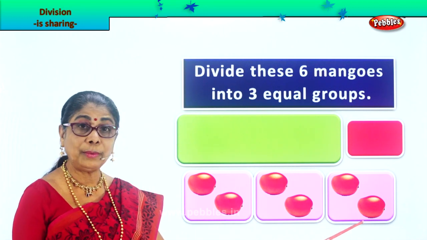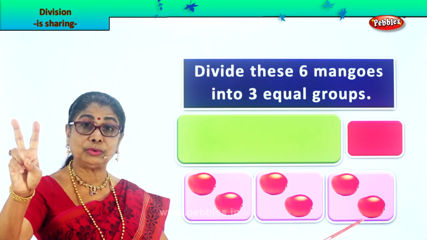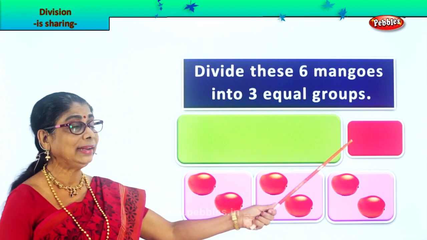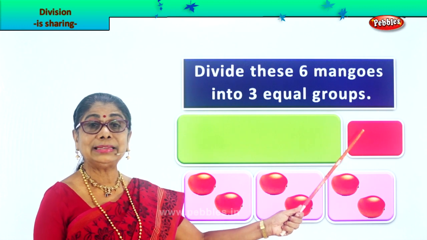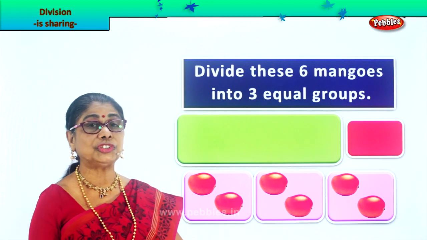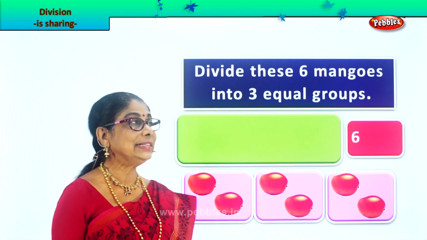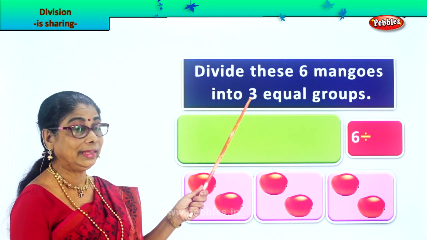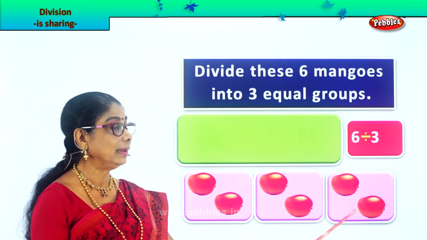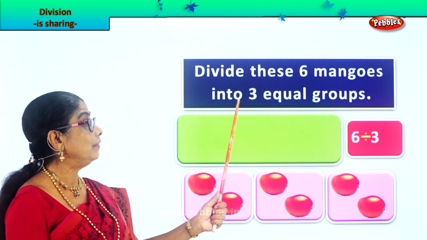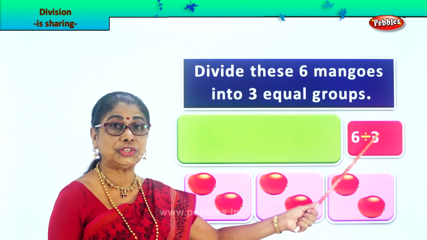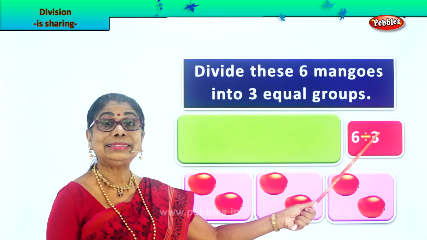One tray has how many mangoes? 2 mangoes. Now, when you write the sum, you write 6, then you put the division sign. 6 divided by 3, because 3 trays, okay? 6 divided by 3 equal to 3.